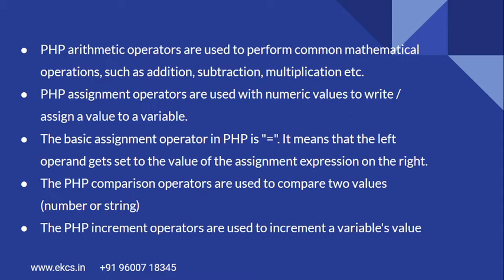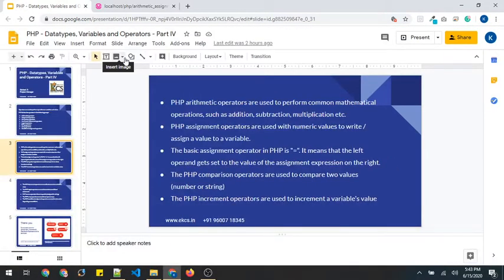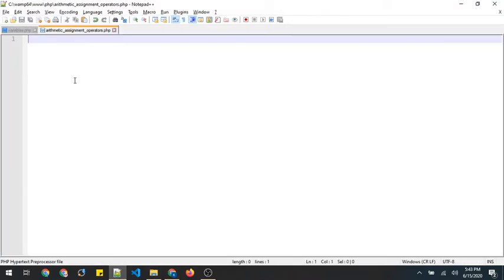Next is PHP comparison operator. It is used to compare two values. It can be either a number or a string. Next is increment operators. Increment operators are used to increase or increment a variable's value. In a previous session, I have explained the increment operator with an example.